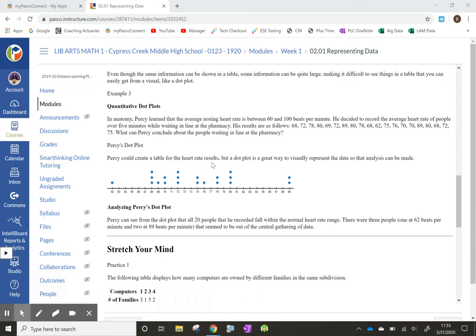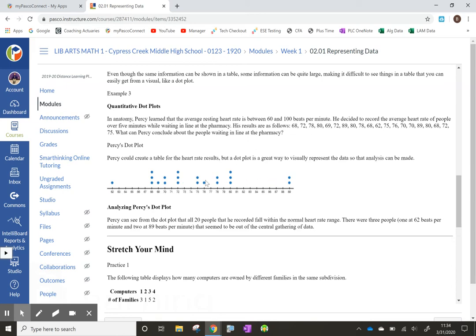All right. Example 3, quantitative dot plots. Again, the same thing, right? In anatomy, Percy learned that the average resting heart rate is 60 to 100 beats per minute. Then he took the average heart rate of some people over 5 minutes. One person had 68 heartbeats per minute, 72, 78, and so on. He's got all his data recorded from all the people he measured, and then he made a dot plot for it.